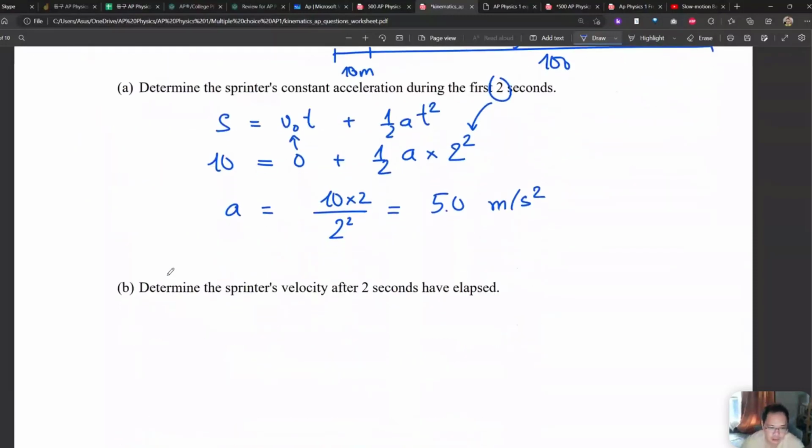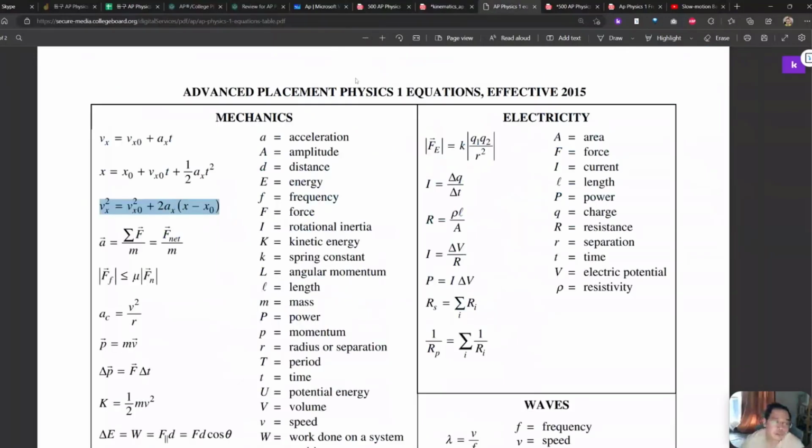Question B. Determine the sprinter velocity after 2 seconds have elapsed. What equation do we use to answer this? After 2 seconds, what is the velocity? Third equation. No, the first one.